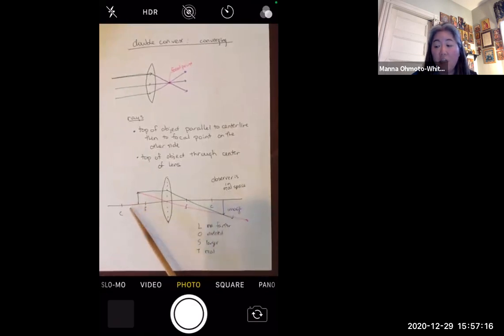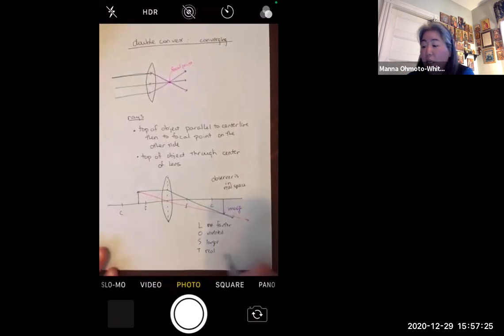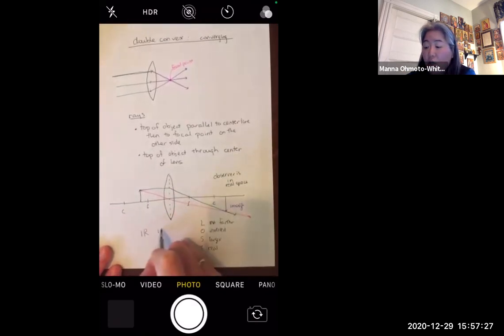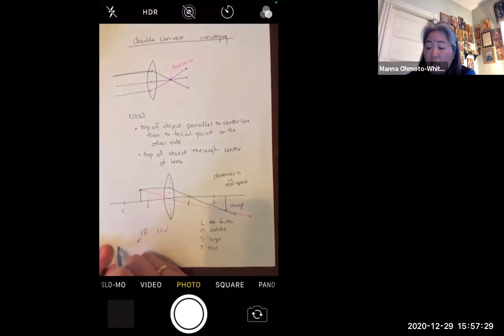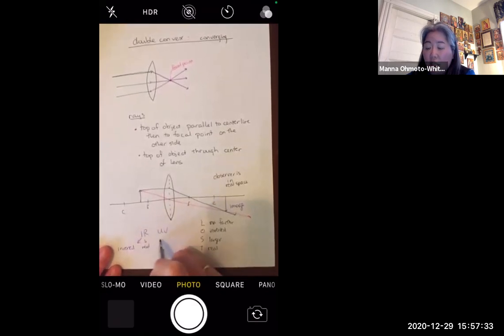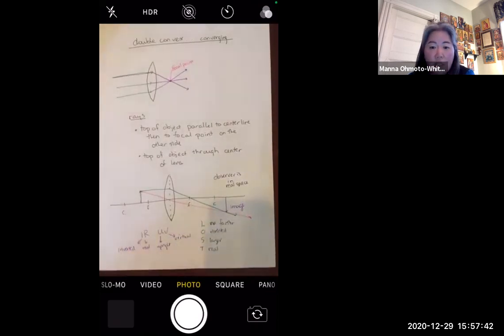Now remember that the observer is in real space all the time, and with a lens, the object is on the other side of the lens from the observer. So this actually is real space. One of the ways to remember which place is real space is with the mnemonic IRUV. So if my image is inverted, it exists in real space. If my image is upright, it's virtual. That's why I've been using inverted instead of upside down.